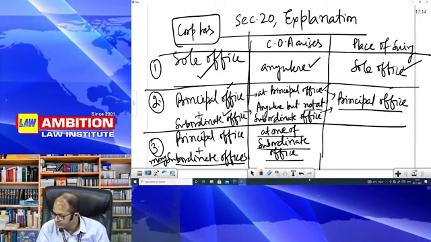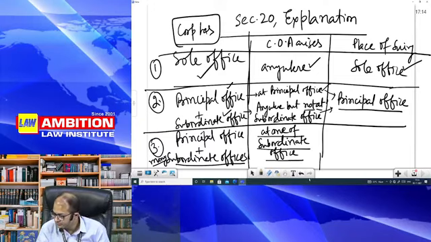If the cause of action arises either at the principal office or at any place, but not at subordinate offices. But the cause of action arises either at the principal office or anywhere, but not at subordinate offices.